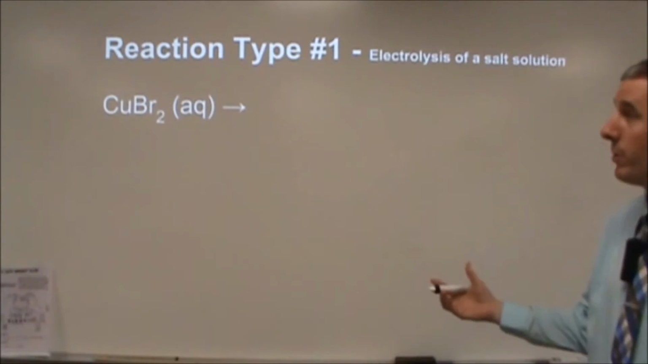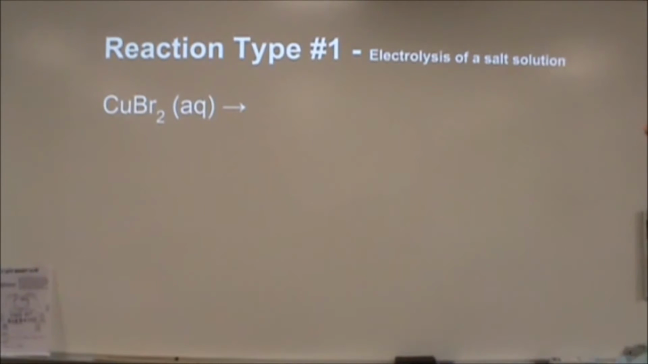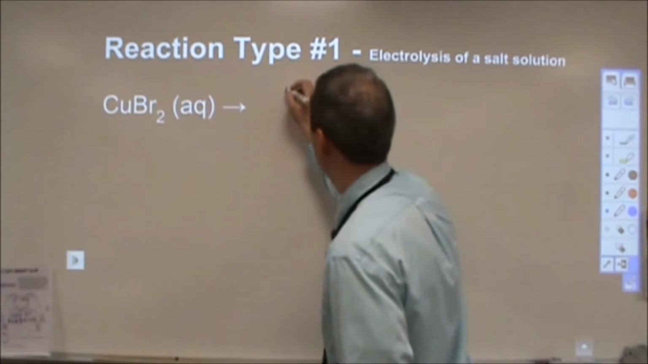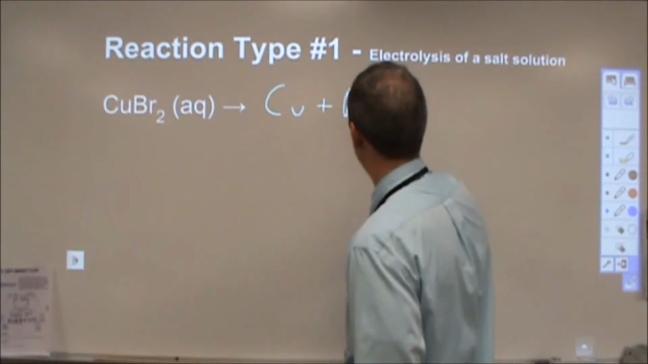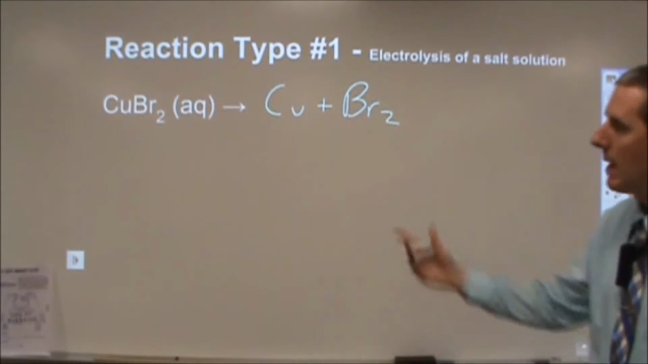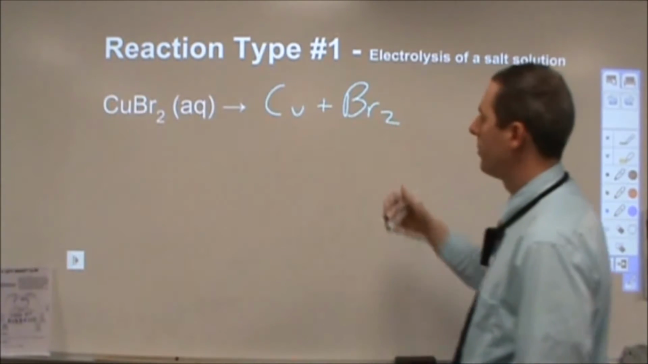So our first type, as you just saw, is when we have just a simple binary salt solution, and we do an electrolysis of that salt solution. This one is very simple from an overview perspective. It is just going to simply make the elements of that binary salt. So copper(II) bromide, run electricity through it, you'll produce copper, and you'll produce bromine.